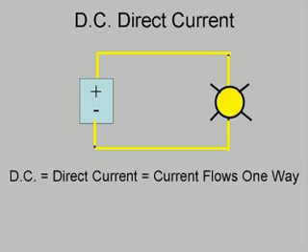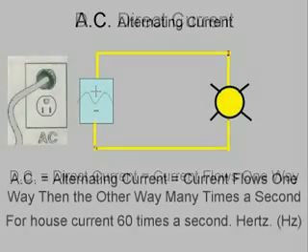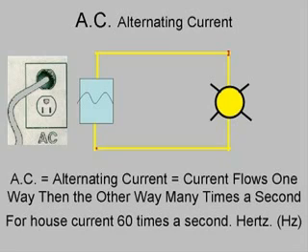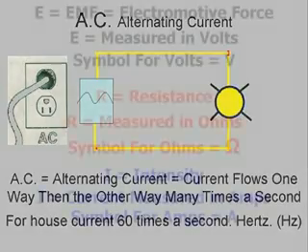I want to talk about the first kind of current flow, which is DC, direct current. Current flows only in one direction, and the circuit has polarity, negative and positive. The next kind of current flow is alternating current, AC. Alternating current means that current flows one way and back again many times a second. In the United States, it's 60 times a second, or 60 Hertz. Hertz is frequency, cycles per second.